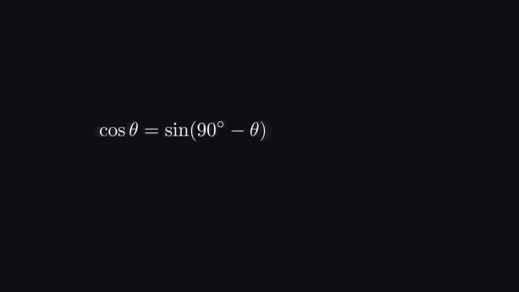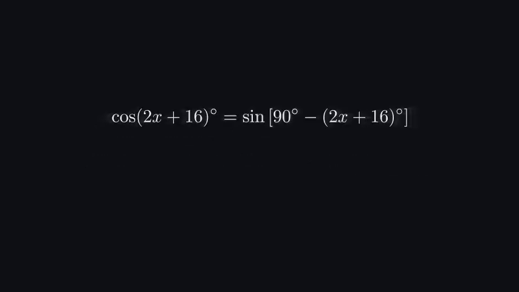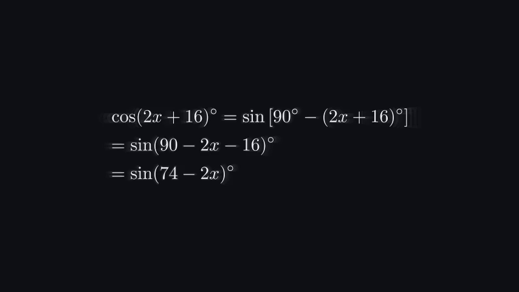Cos of theta equals sine of (90 degrees minus theta). So cos of (2x plus 16) degrees equals sine of (90 degrees minus (2x plus 16)) degrees, which equals sine of (74 minus 2x) degrees.